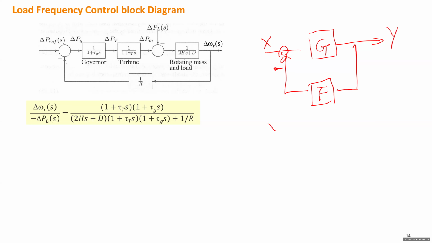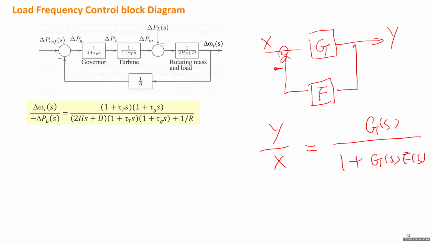So what is the transfer function of y over x? What is the numerator? The numerator will be g, right? Assume it is a function of s. And what is the denominator? 1 plus gf, right? If you use this formula, you can write down any transfer function. Here y can be anything. It doesn't have to be whatever is on the right. You can use any one to be the y.